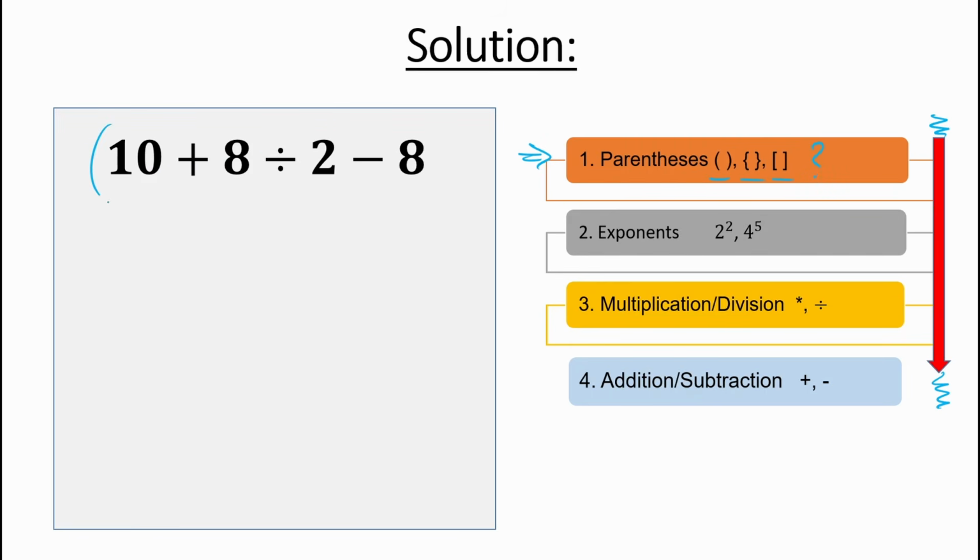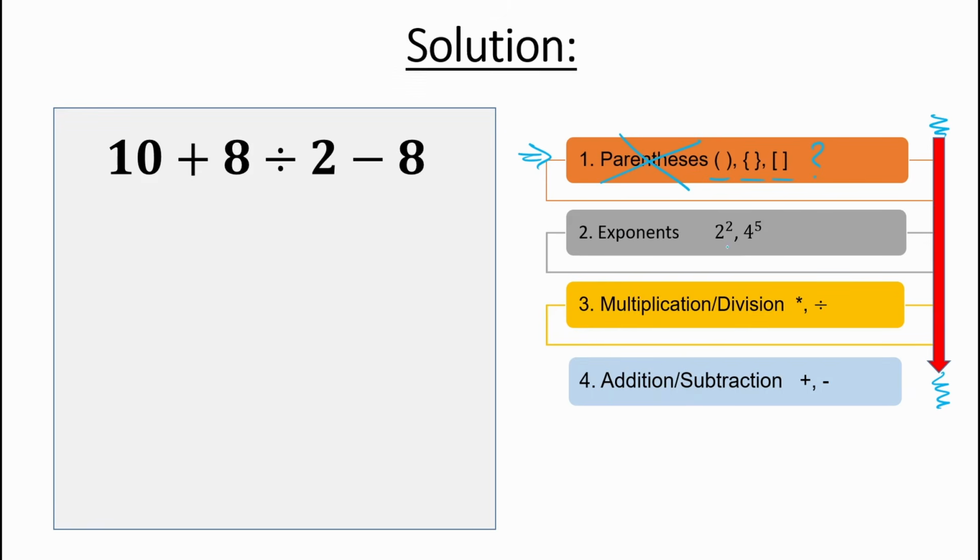For example, we can have a parenthesis right here, but it's up to you what question exactly you have. In our question, we don't have parentheses, so we can actually skip this part, which is also really great. The next part is exponents.